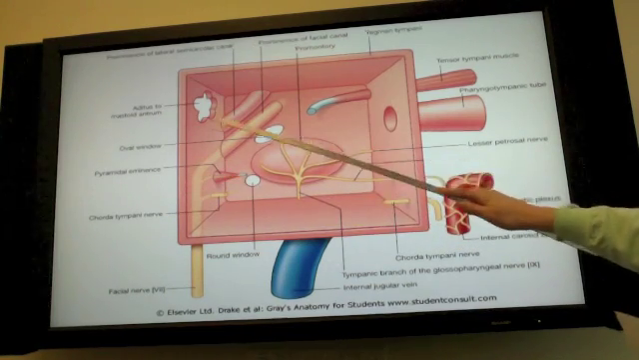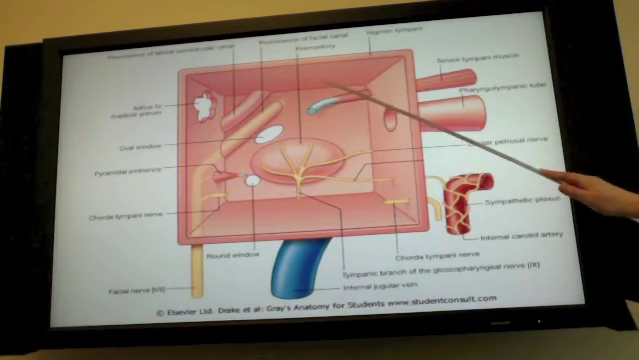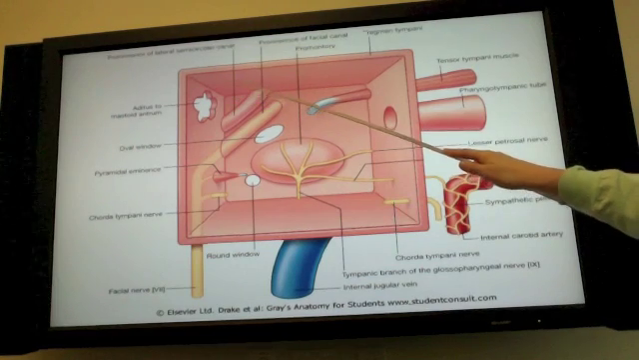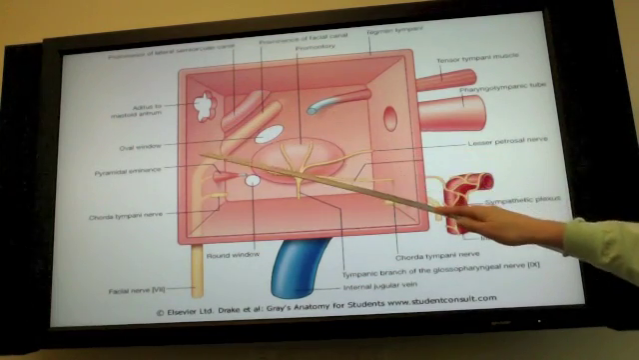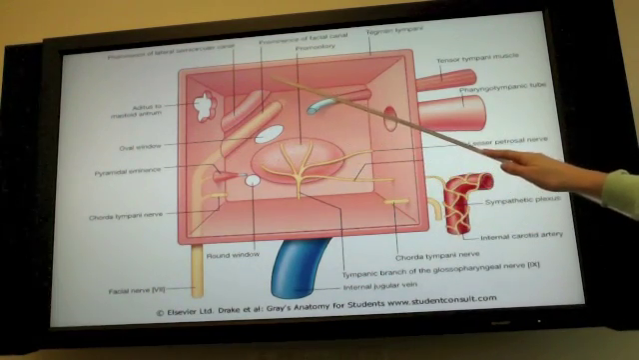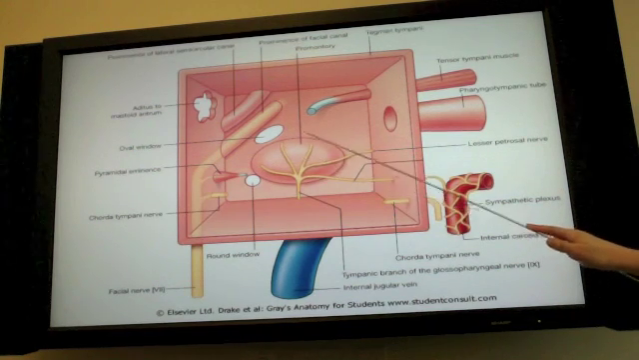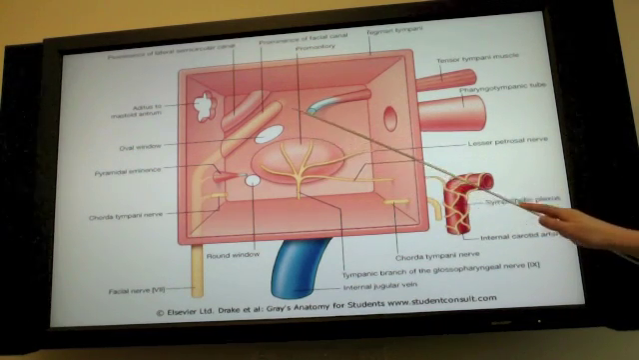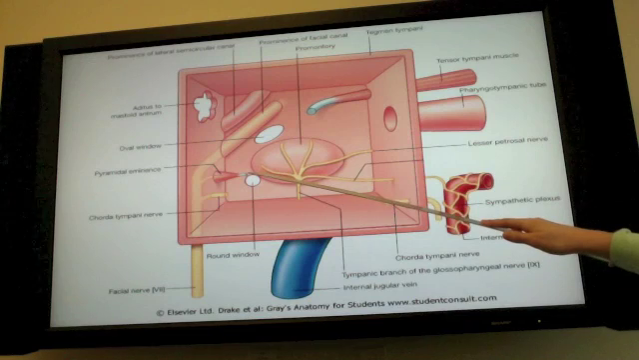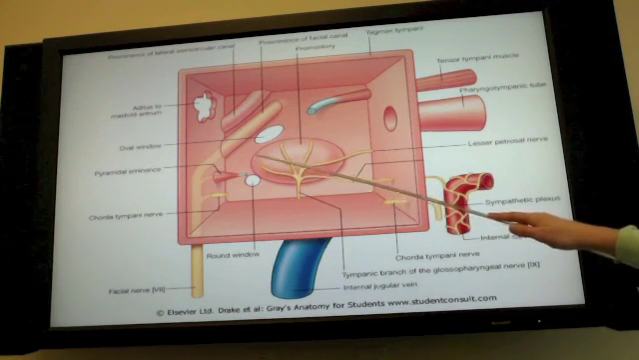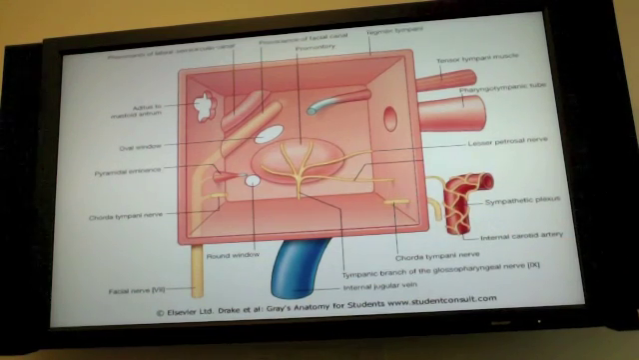Next, we see the medial wall here. The medial wall contains the prominence of the semicircular canals, the prominence of the facial nerve canal, the promontory, the oval, and the round window. Finally, we have the lateral wall. It is not pictured, but contains the tympanic membrane.